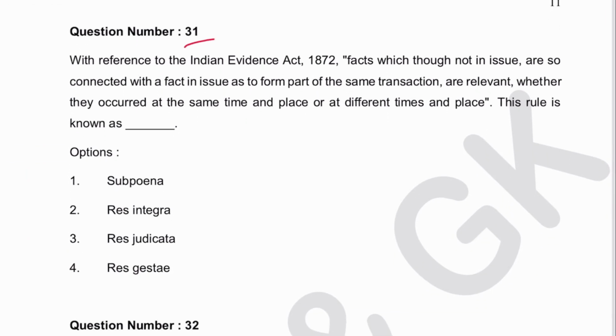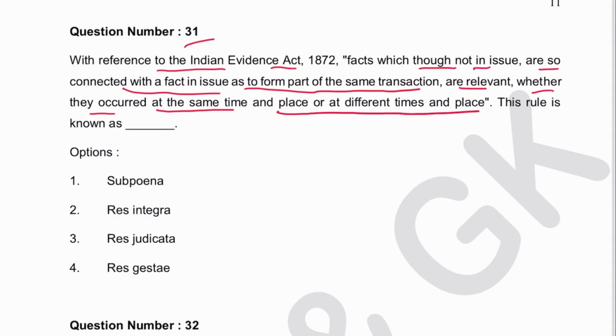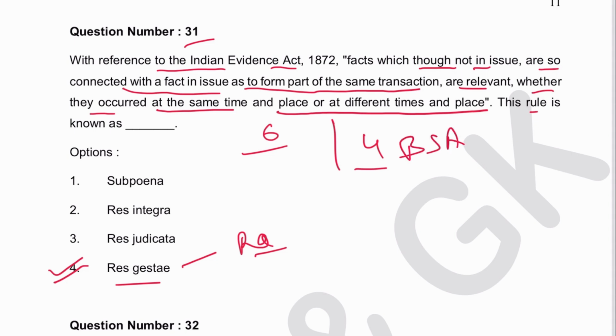Next, 31. With reference to the Indian Evidence Act, facts which though not in issue are so connected with the fact in issue as to form part of the same transaction are relevant, whether they occurred at the same time and place or at different times or places. This rule is known as res gestae. Everybody knows, very common question, repeated question. 4 is the answer, mentioned in section 6 of the Indian Evidence Act. Now this is section 4 in Bharatiya Sakshya Adhiniyam.